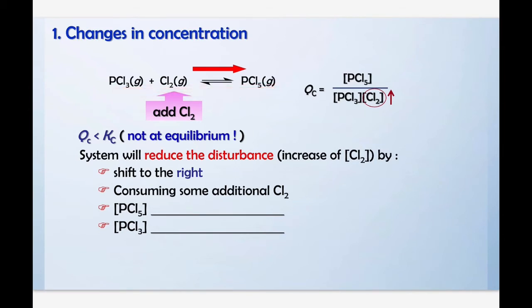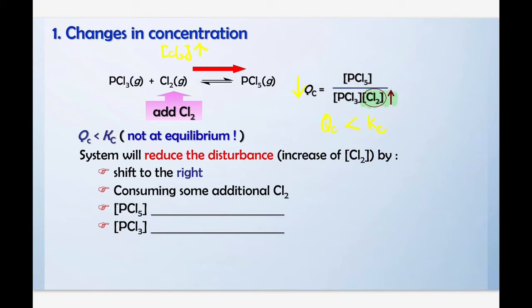So katalah kita ada sistem, chemical system yang ini. Okay, and then at equilibrium Q dia sama dengan K kan. So bila kita tambah Cl2, concentration of Cl2 will increase. Okay, so bila concentration Cl2 increase, what will happen to the value of Qc? So the value of Qc will decrease. Okay, jadi bila value Qc itu decrease, meaning to say Qc is less than Kc.